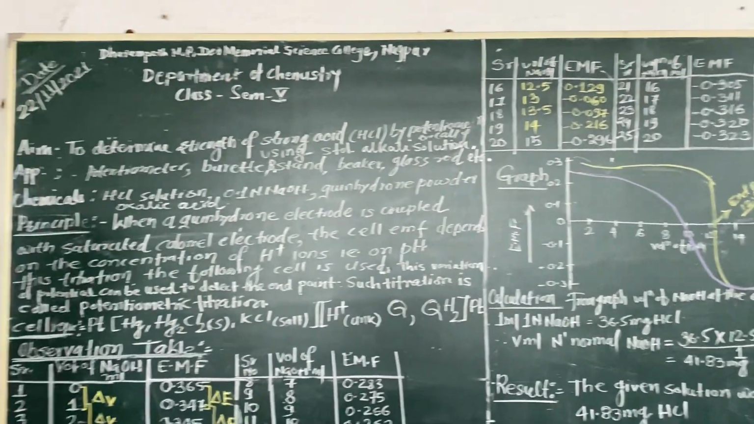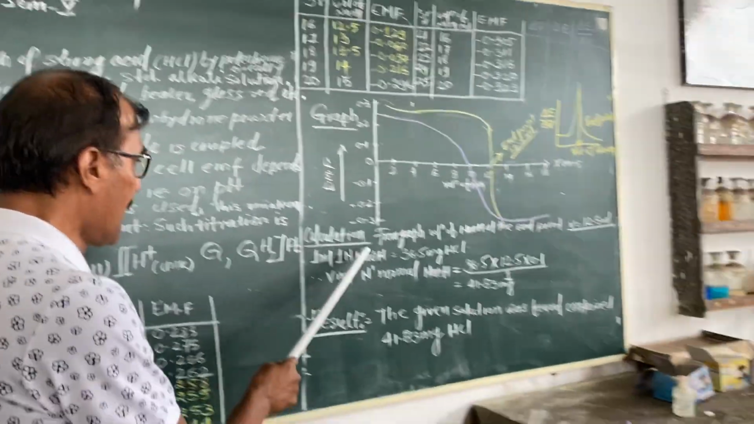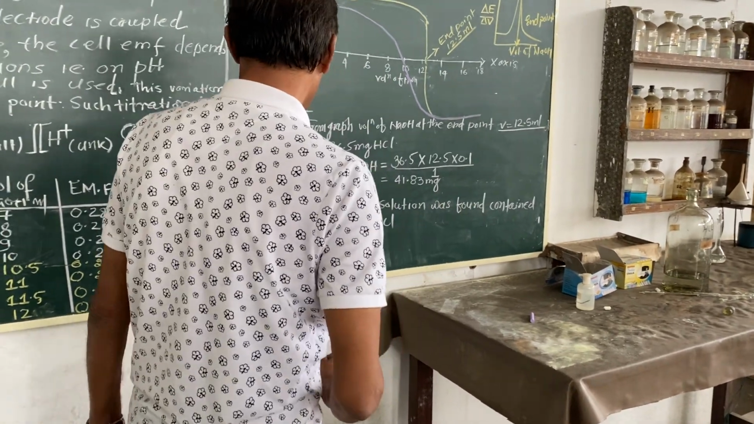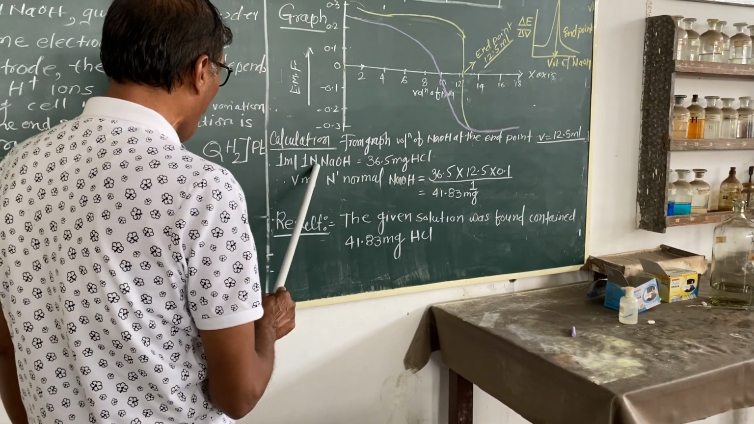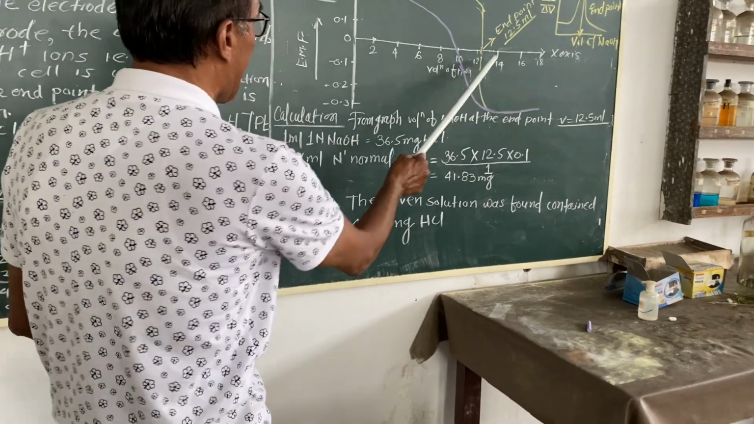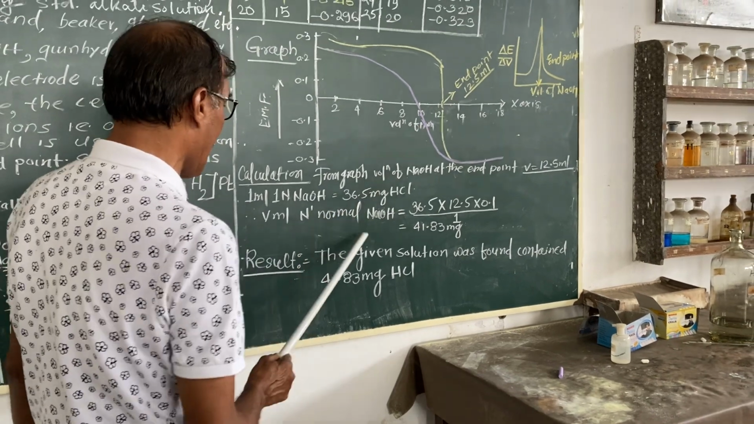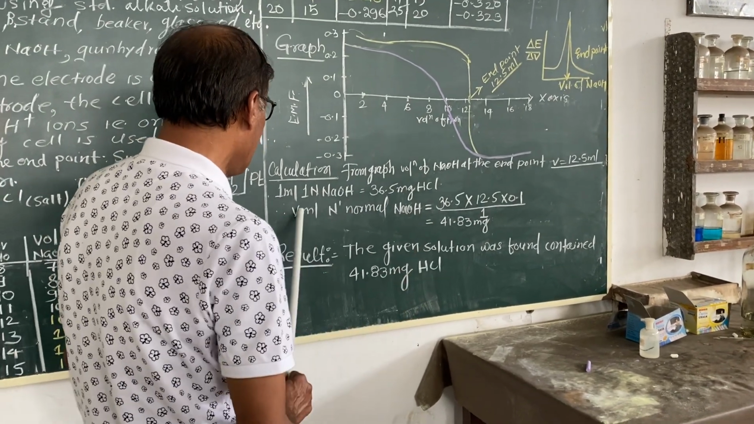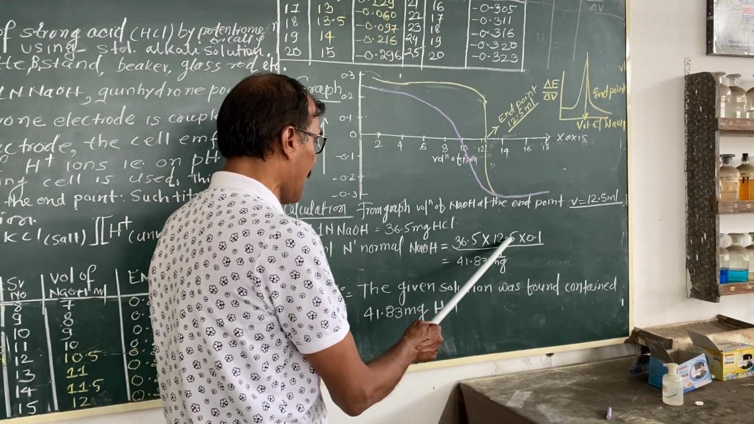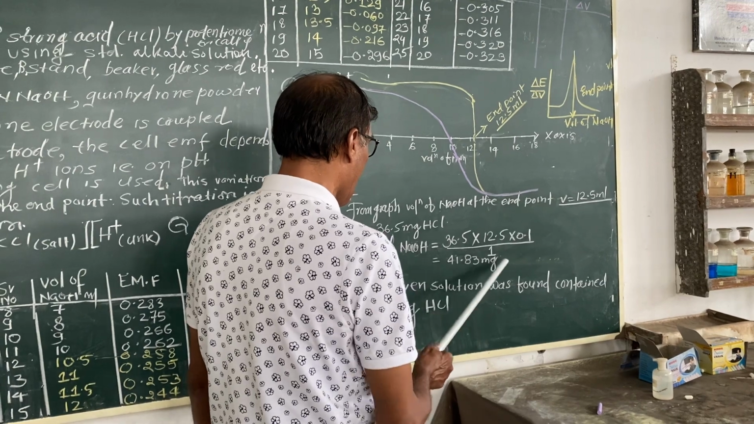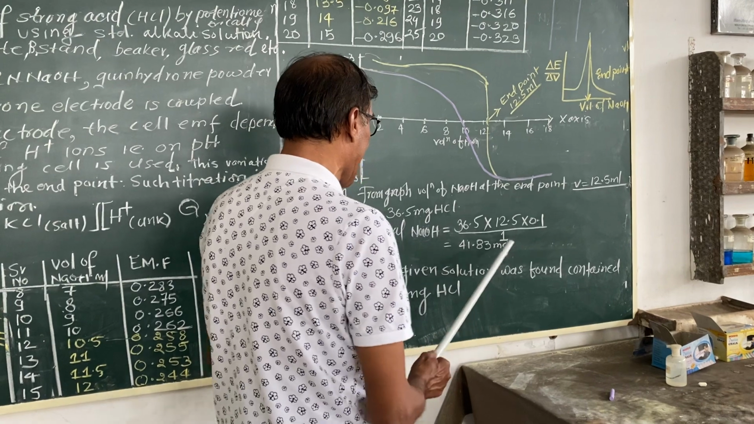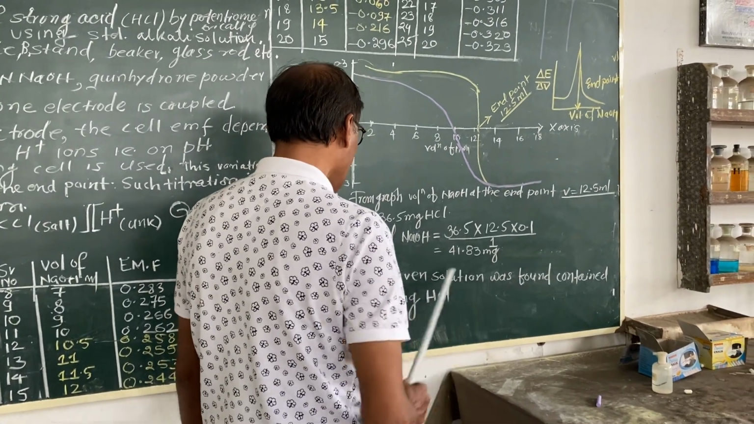Now, the calculation part. From the graph, the volume of the end point is V equal to 12.5 ml. 1 ml of one normal NaOH solution contains 36.5 milligram of HCl. So for V ml of 0.1 normal solution, it is 36.5 multiplied by 12.5 multiplied by 0.1 divided by 1. So about 41.83 milligram of HCl is present in the given solution.